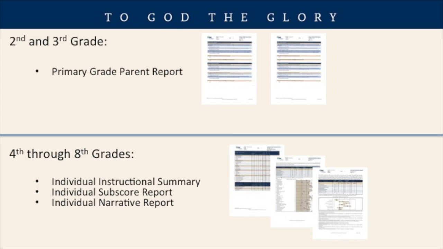The primary grade parent report will go through each subject and tell you whether they exceed, meet, or are still learning in different areas. The 4th through 8th grade reports, once your child's in 4th grade, will be much more detailed, and we'll go through those as well. In 4th through 8th grade, you'll receive 3 reports: an individual instructional summary, an individual subscore report, and an individual narrative report. Please note that for 2nd and 3rd grade families, the primary grade parent report is basically a narrative of this same data.